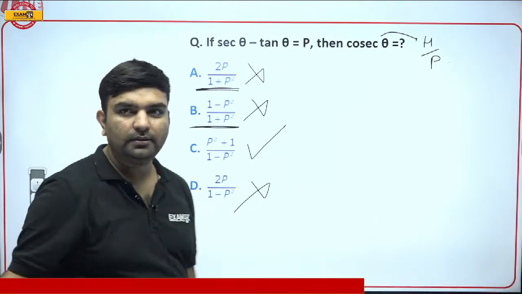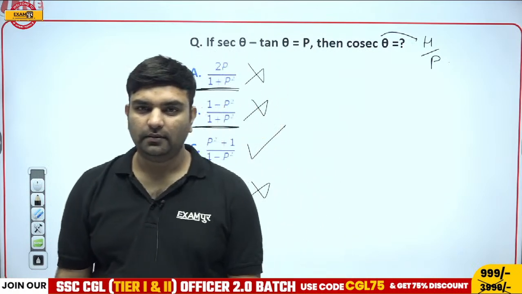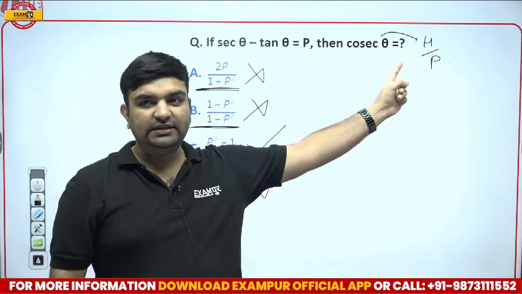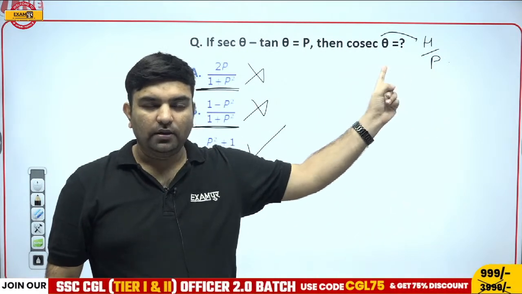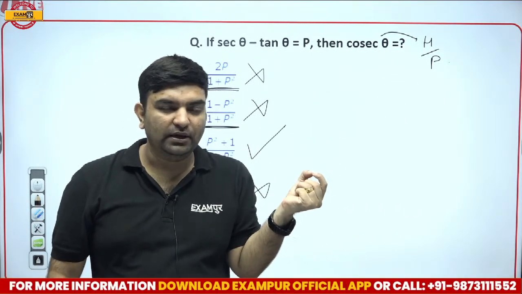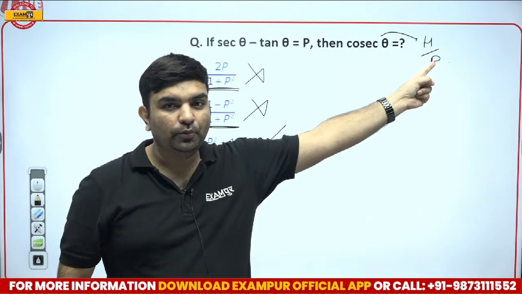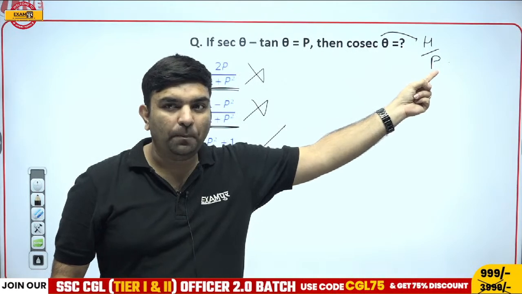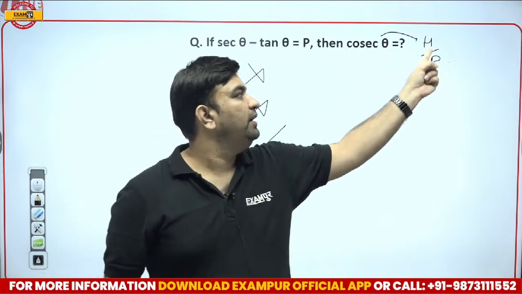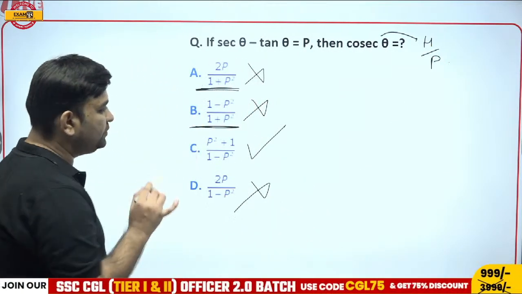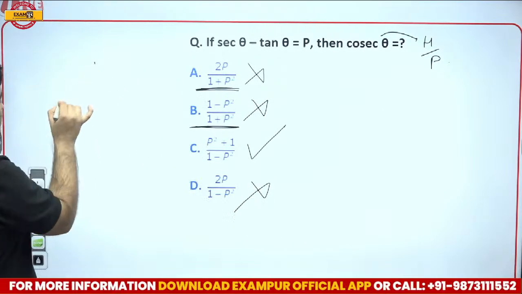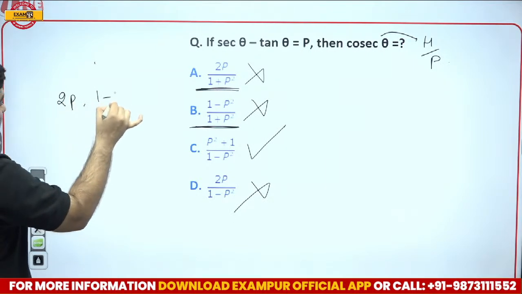Have done nothing. Just make use of this point that cosec theta is hypotenuse upon perpendicular. So the biggest side should be in the numerator, because hypotenuse is in the numerator. Out of 2p, 1 minus p square, 1 plus p square, the biggest side is 1 plus p square. It should be in the numerator only in one option. Some of you might ask me, sir, why? Because 2p, 1 minus p square and 1 plus p square is also a triplet.